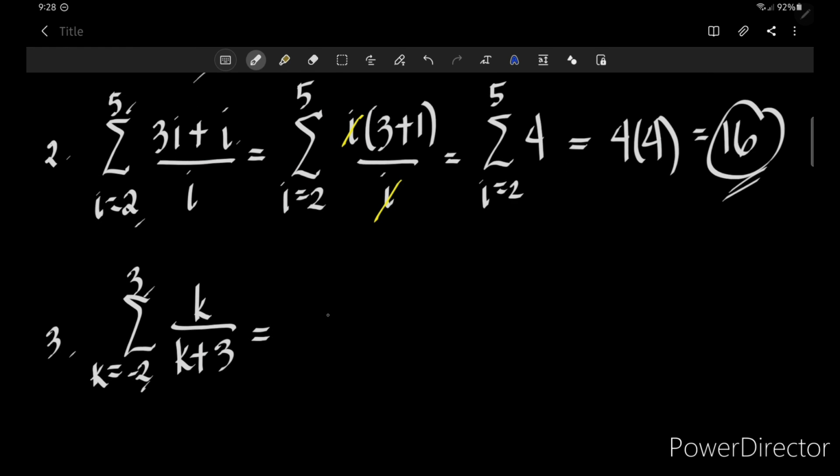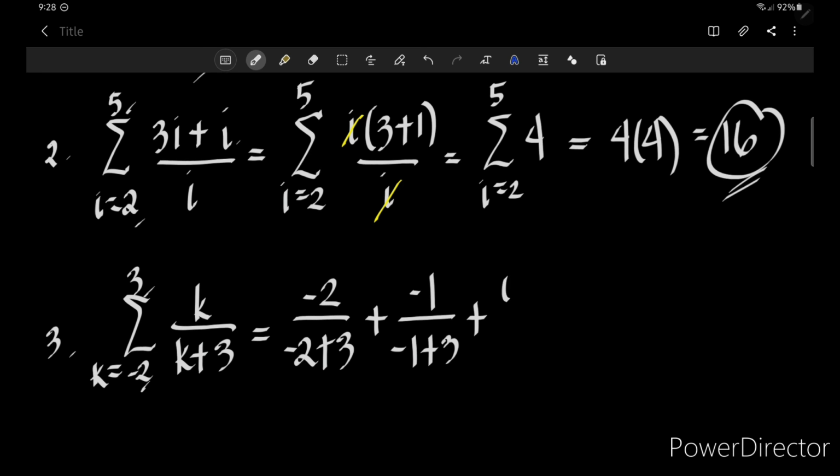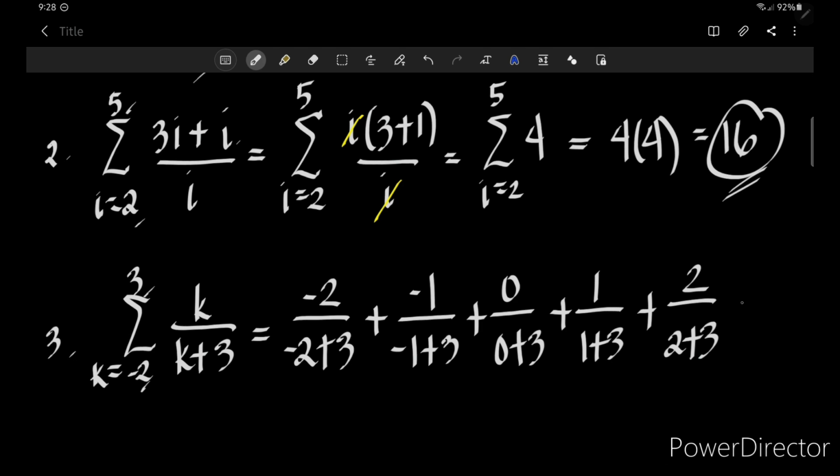So, this is equal to, start tayo sa negative 2. We have negative 2 over negative 2 plus 3, plus negative 1 over negative 1 plus 3, plus 0 over 0 plus 3, plus 1 over 1 plus 3, plus 2 over 2 plus 3, plus 3 all over 3 plus 3.